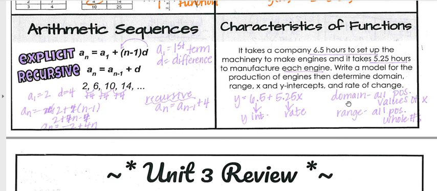My domain, I can plug in any number I want for x. I can plug in 0, which would mean I have no engines to build. 1, I'd have 1 engine to build. 5, I'd have 5 engines to build. But it wouldn't make sense to have, let's say, -3, because we wouldn't have -3 engines. We'd only have a positive number of engines. So we have all positive values of x for our domain. Then if we're only plugging in positive values for x, we're only going to get positive values for y out.